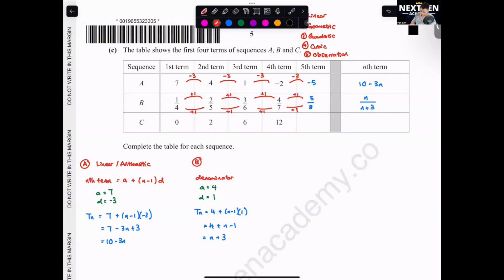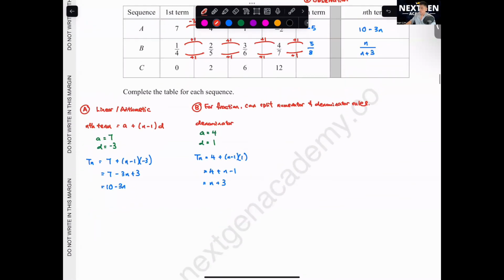So for a fraction, you can split numerator and denominator rules. It means on top, you follow one rule, at the bottom, you follow another rule. So far, are you here? So the first and second one, both also actually are arithmetic.